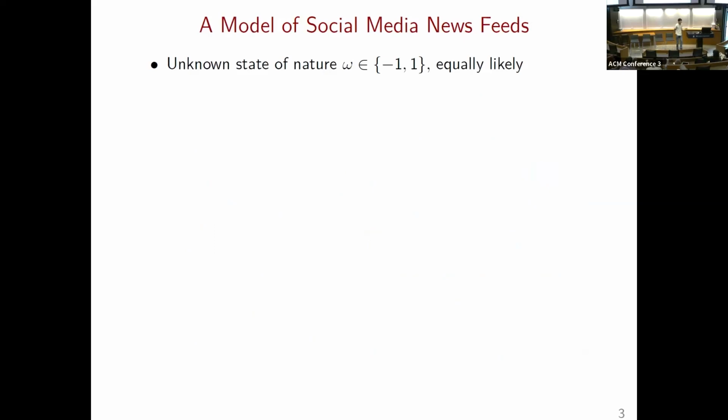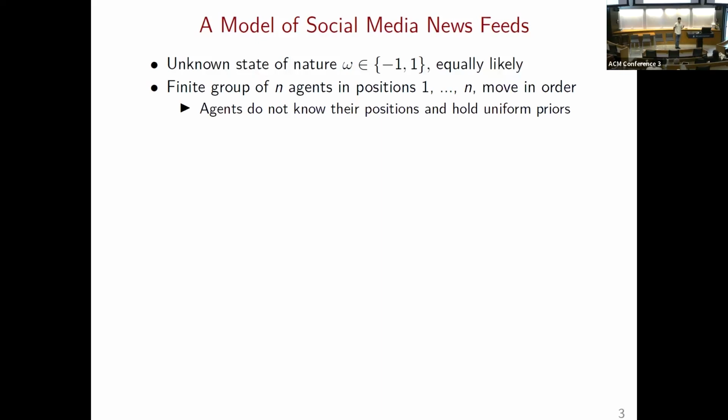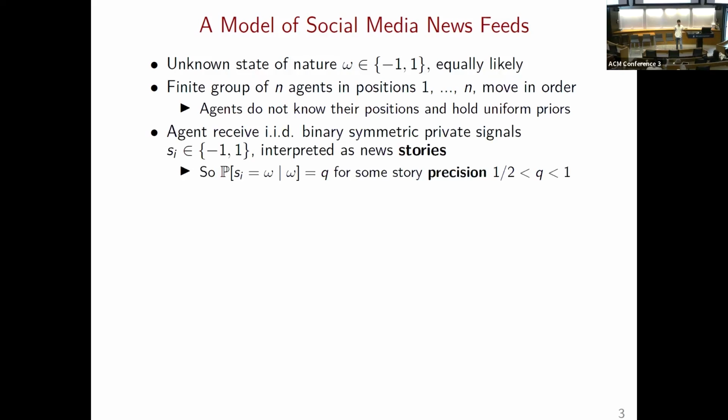So let me jump into the model. If you're in the first talk in this session, this is similarly going to be a sequential learning model. People are learning about an unknown state of the world, which is either positive or negative. Agents are arriving one at a time, seeing some content and deciding what to share.